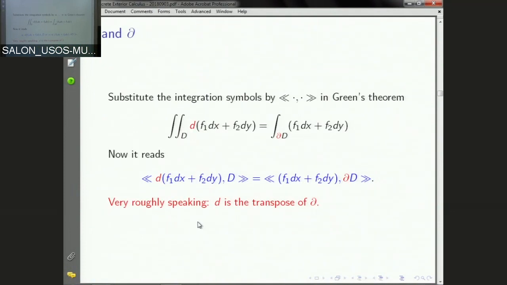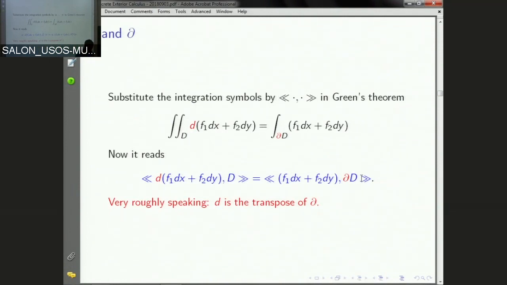So, if you consider the integration as a kind of canonical pairing between objects, how do I do that? Just in notation, substitute the integrals by these pointed double brackets in Green's theorem. Now it reads like this. It's a pairing of differential forms with domains: a two-form with the domain, and a one-form with a curve. Very roughly speaking, this is not mathematically accurate, what it is saying is that d seems to be the transpose of the boundary operator.